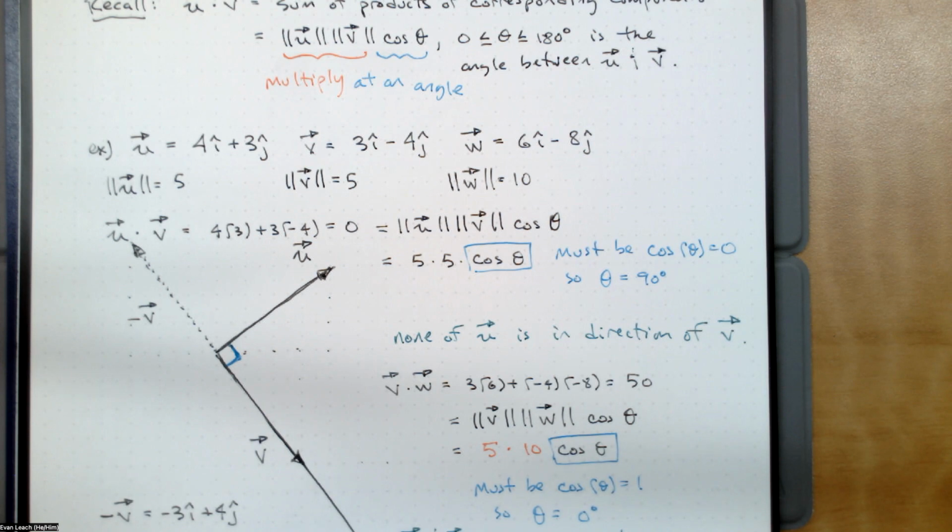That's the thinking that we want behind the dot product. There's how we calculate the dot product, and there's what we can use the dot product for, how we think about the dot product. We can use it to find the angle between a couple of vectors.